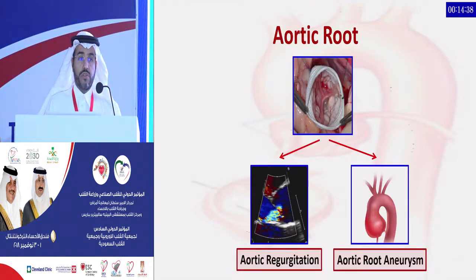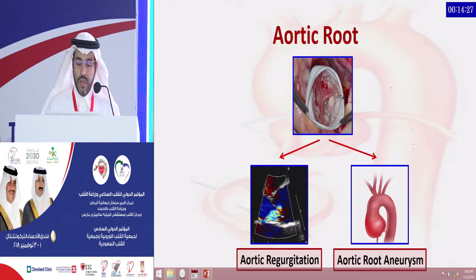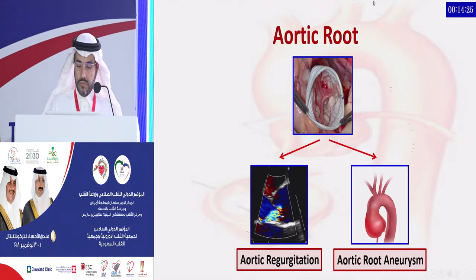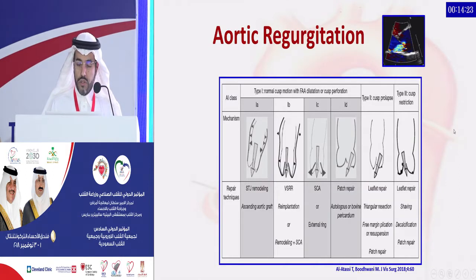Now, when the patient presents for aortic root replacement, usually their presentation is in one of two forms. The first one is aortic regurg, and the second one is aortic aneurysm, aortic root aneurysm. So it's very important to know what is the pathway when the patient comes and how to reach the diagnosis, and then how to decide if the patient will get valve-sparing root procedure or not.